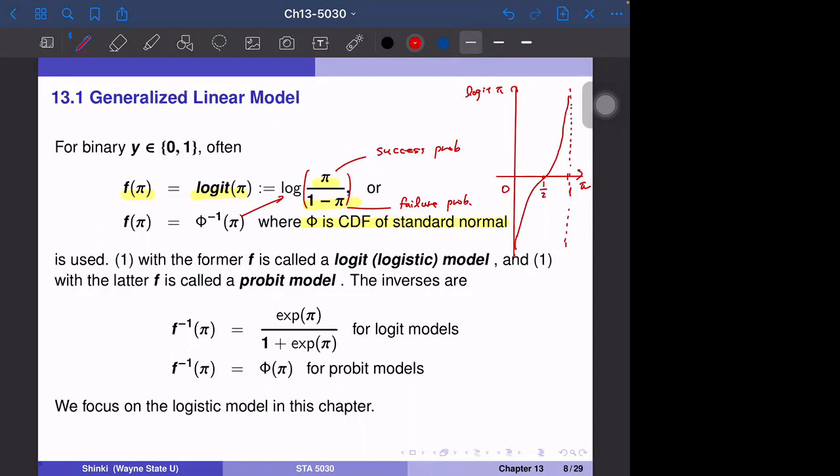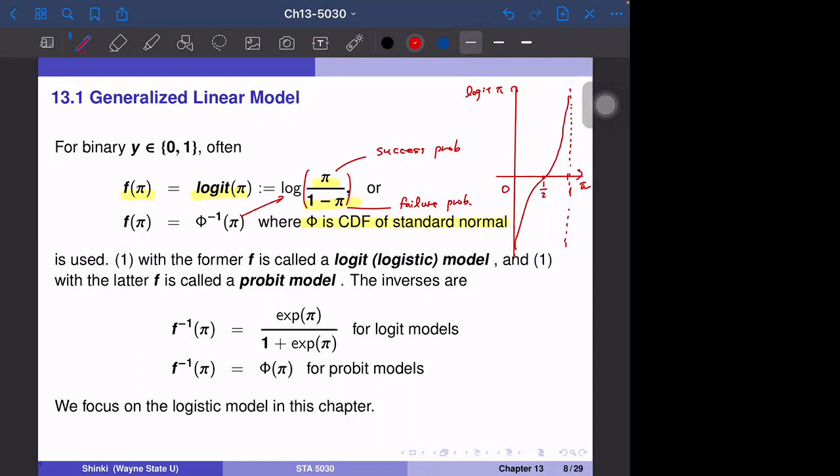There are some models which deal with multivariate binary responses. So we have two outcomes: one is whether the patient dies or not, and the other is whether the tumor is malignant or benign. So we have two variables. In such a case, the probit model is more convenient because we can extend the concept to the multivariate normal distribution.